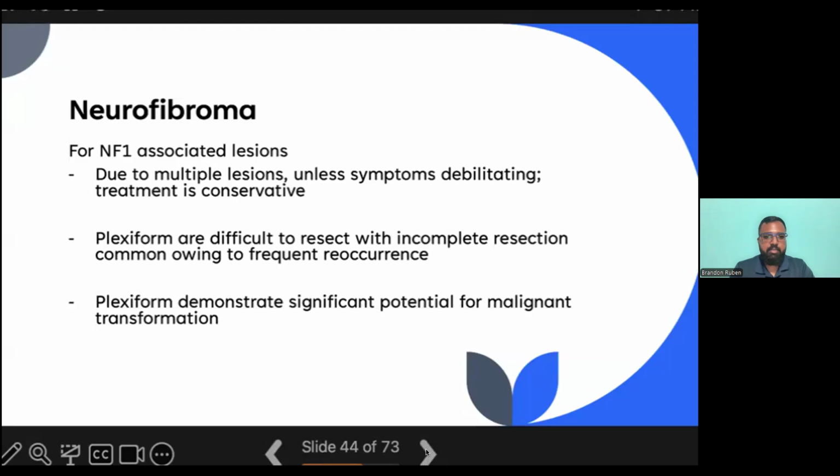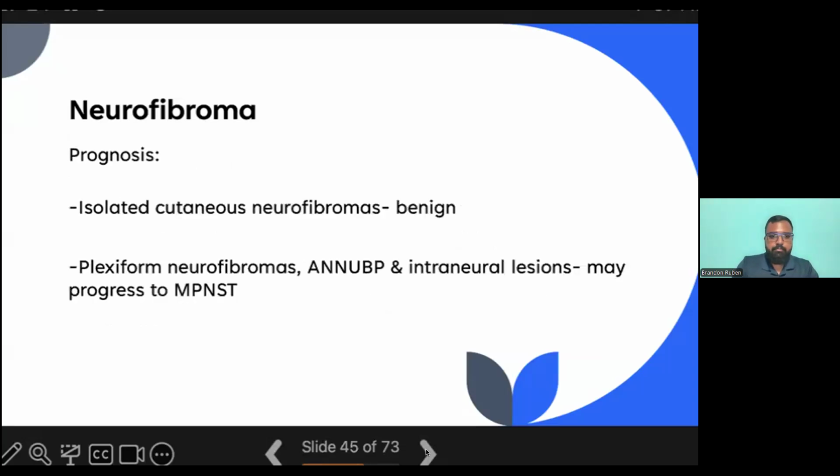Plexiform neurofibromas are difficult to resect, with incomplete resection commonly owing to frequent recurrence. Plexiform neurofibromas demonstrate potential for malignant transformation. Prognosis: isolated cutaneous neurofibromas are usually benign, while plexiform and atypical neurofibromatous neoplasms of uncertain biologic potential and intraneural lesions may progress to malignant peripheral nerve sheath tumors.